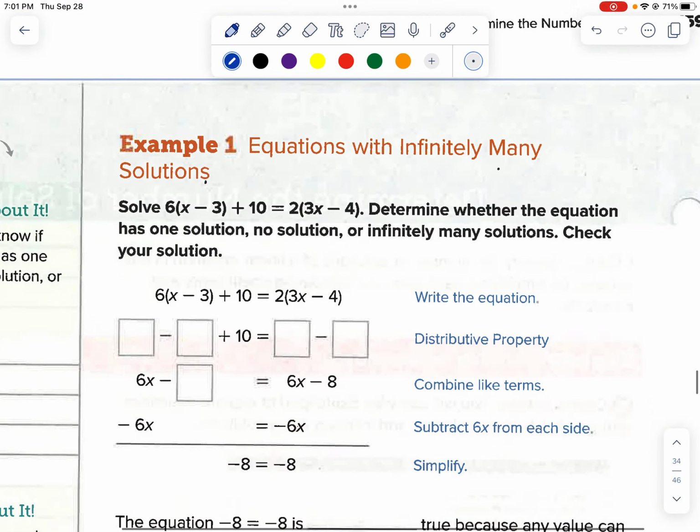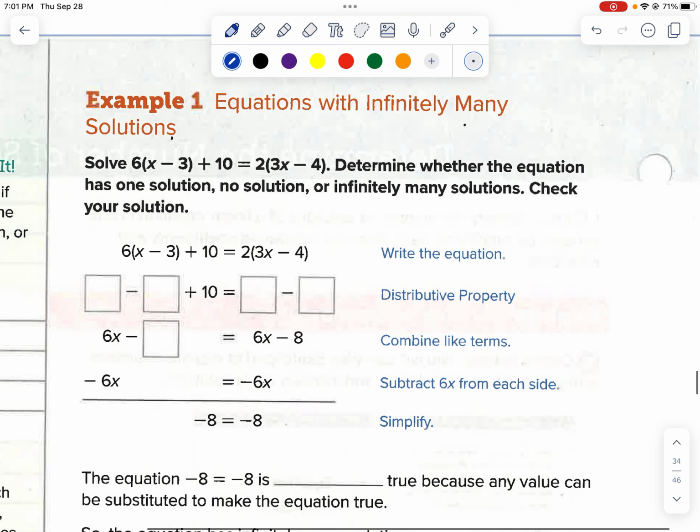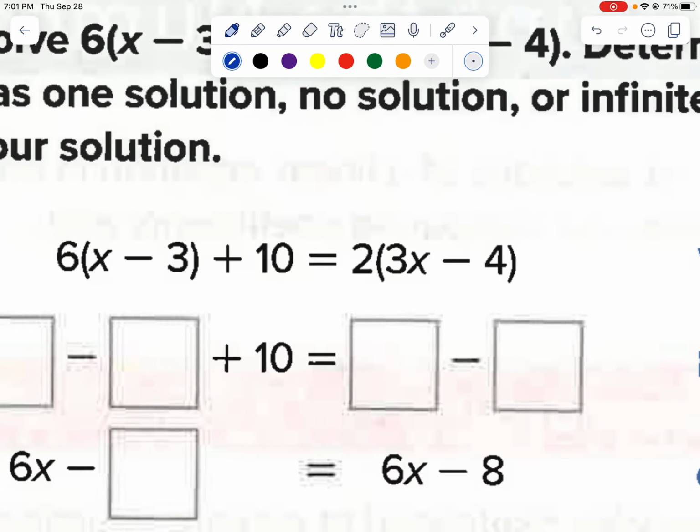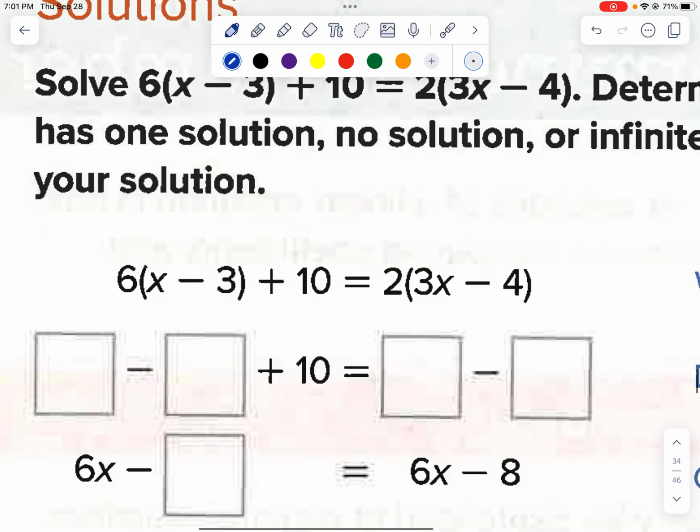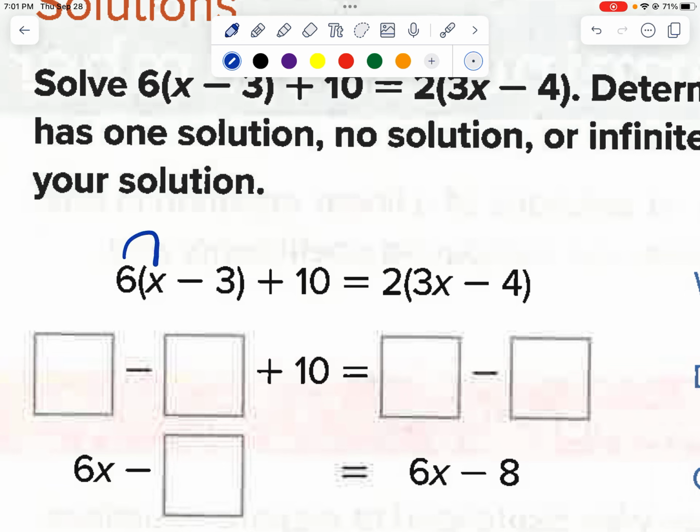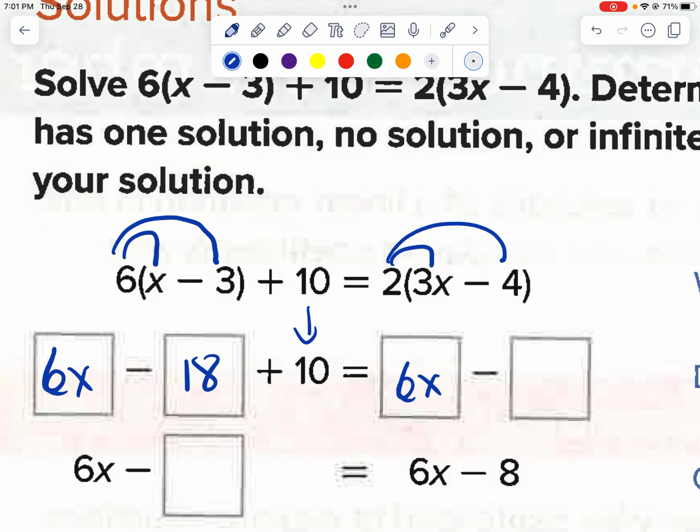So let's go to this next one. So I need to solve this. Okay, remember, distributive property always comes first. So I'm going to multiply 6 times x and get 6x. 6 times negative 3 gets minus 18. Then I still bring my plus 10 down. I don't do anything with that. Then I take the 2 and I multiply it by 3x and I get 6x. Take my 2 and multiply it by the negative 4 and get negative 8, or subtracting 8.